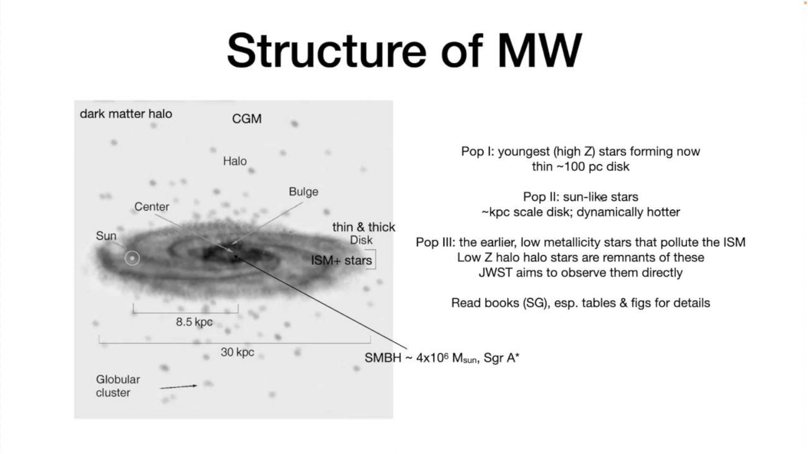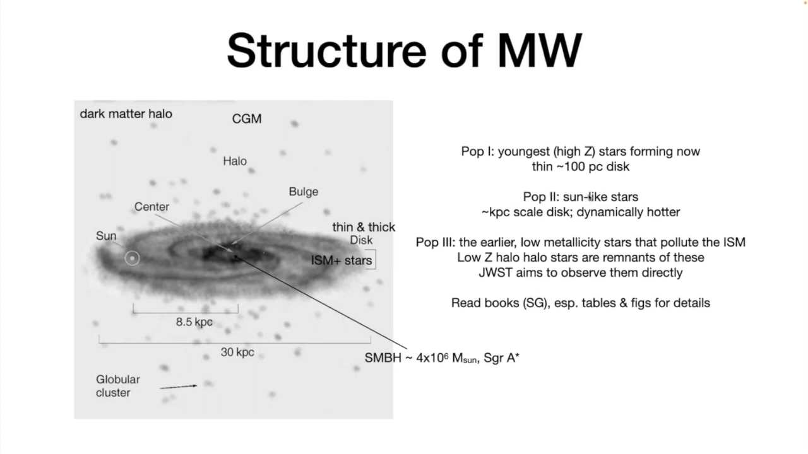So the Sun is like a population 2 star. After population 3 stars cook metals in their cores, they put out galactic winds and pollute the gas, and out of that metal-enriched ISM, you form the next generation of stars.